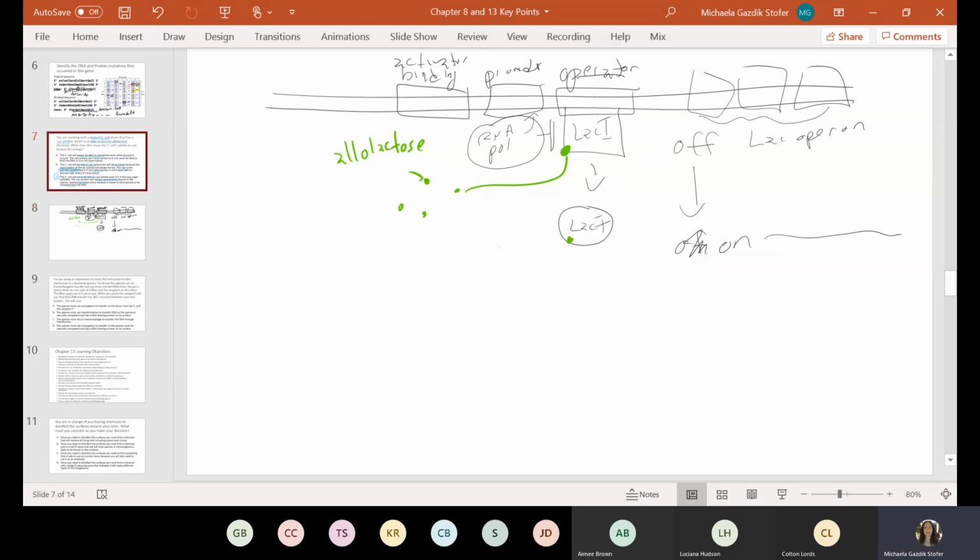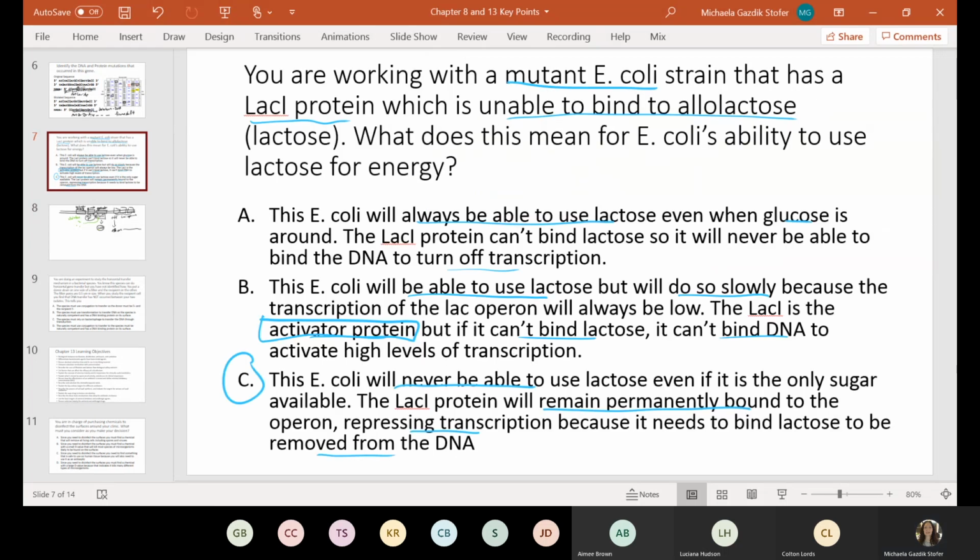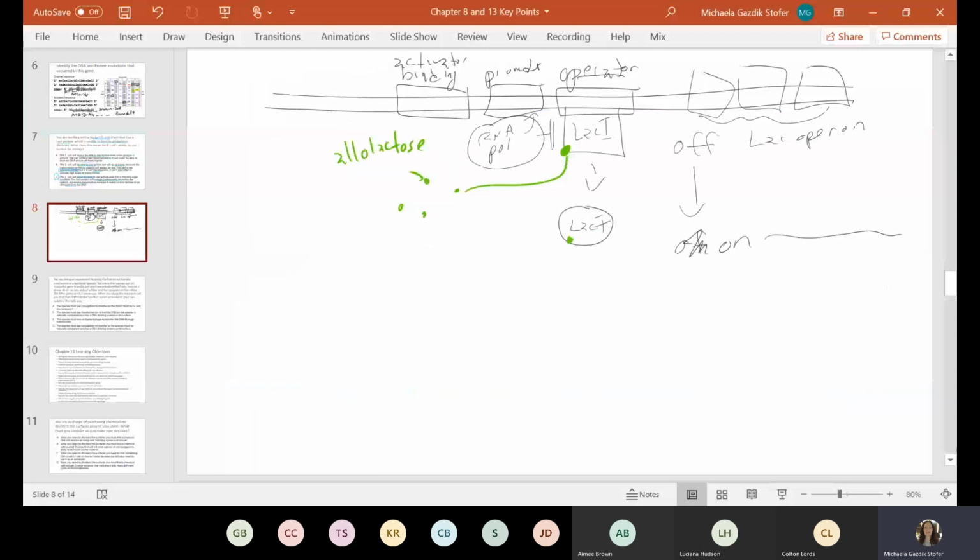If we go back and look at the problem itself, the problem said that in our mutant, the LAC-I protein can no longer bind allolactose. So when we look at what was supposed to happen, if this step can't happen anymore, then we're never able to change conformation and pull it off, which means LAC-I will always be bound to the operator, and this will always be off, even if there's lactose around. So even if the cell wanted to use lactose for energy and needed to break it down, this mutation wouldn't allow it to.